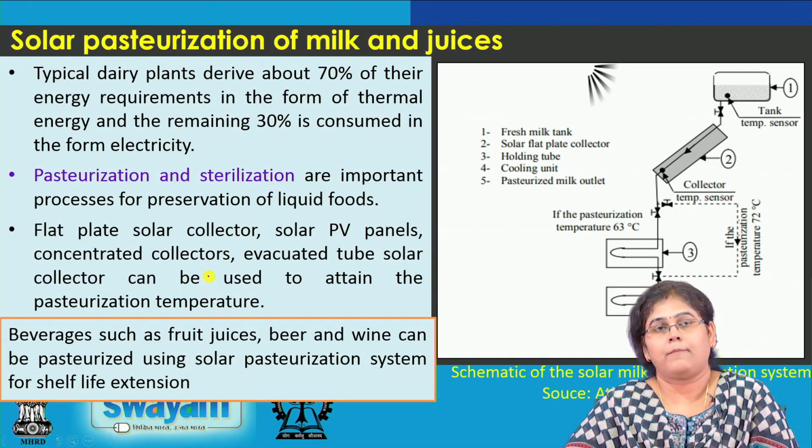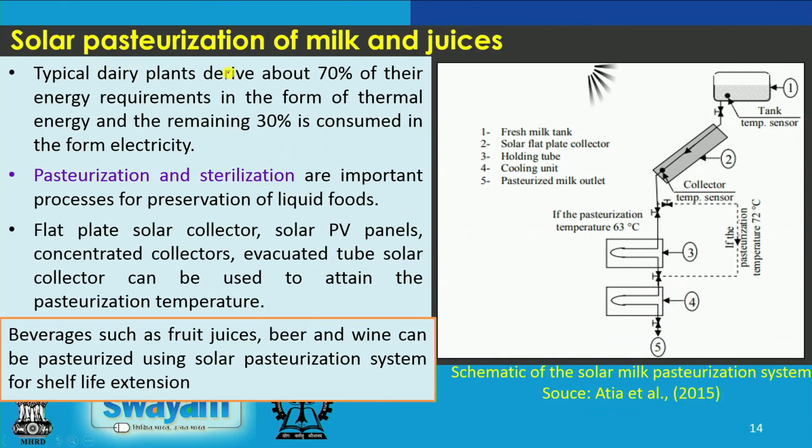Next, another important application of solar energy is in the preservation of milk and different fruit juices. Basically, typical dairy plants derive about 70% of their energy requirements in the form of thermal energy, and the remaining 30% is consumed in the form of electricity. Pasteurization and sterilization are two important processes for the preservation of liquid foods. Flat plate solar collectors, solar photovoltaic panels, concentrated collectors and evacuated tube solar collectors can be used effectively to attain the pasteurization temperature.